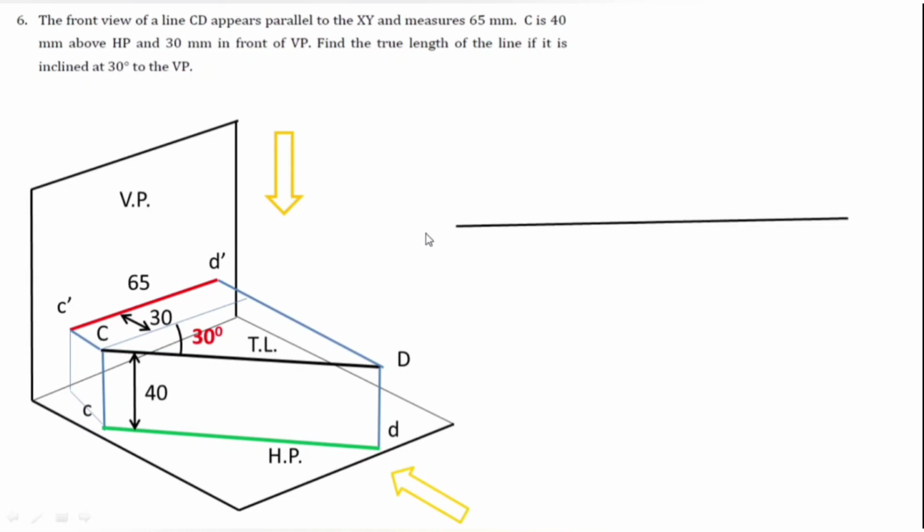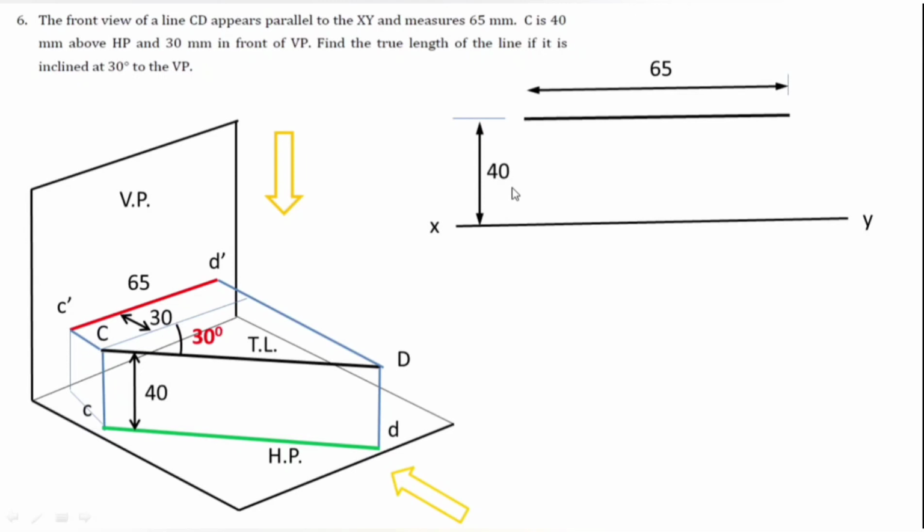So how are we going to approach this problem? XY is the given line, and examiner is saying that the front view of the line is parallel to XY. So I need to draw a parallel line, but above HP distance is also given. So 40 mm above I need to draw a parallel line, but how much length? 65 mm, right? So this is the dimensioning of this line. So this is the required front view, or you can say given data is C dash D dash. This much is given to us in the problem.